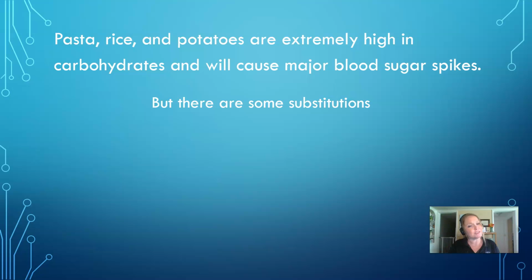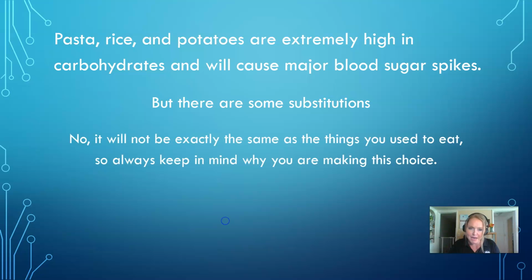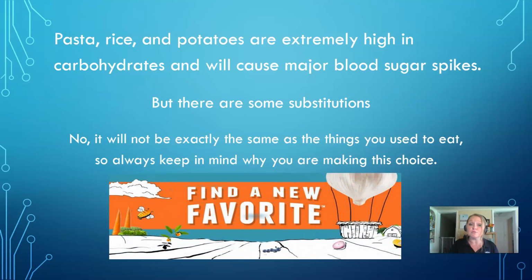But the good news is there are some substitutions. Now, keep in mind, these are not going to be exactly the same things as you used to eat. Nothing will ever completely replace a giant bowl of pasta. But keep in mind why you are making this choice. Normalizing and stabilizing blood sugars is crucial for keeping your body from going under the stress that causes the complications that impact your quality of life. So you're going to make some new choices, and maybe you'll even find a new favorite.